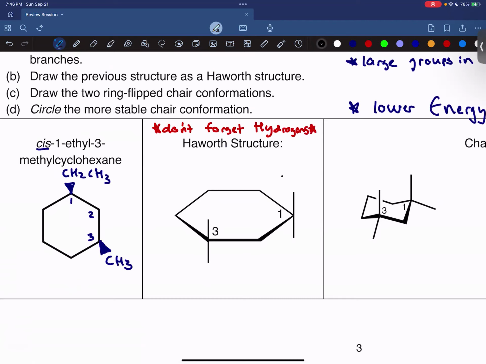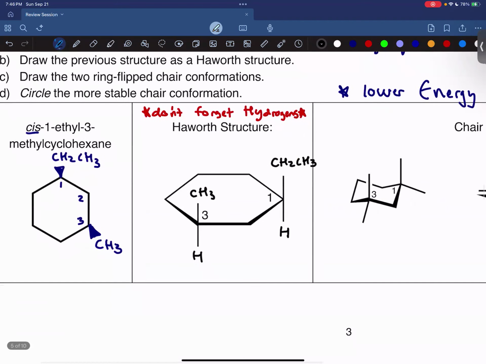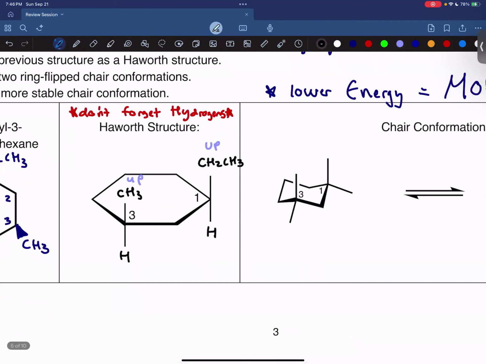So CH2, CH3, our little ethyl group right here, and then our methyl group here, and then our hydrogens. And because it's cis, we either could have drawn it up, up, or down, down. So it doesn't matter. But I just always like to start with up if they're cis. And so now we just have to translate it to here.